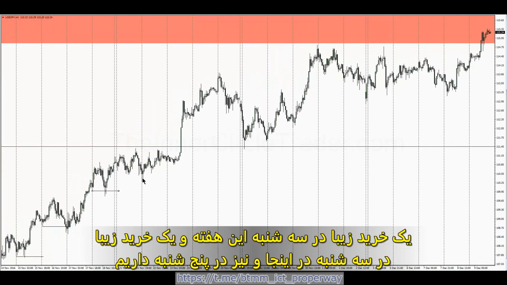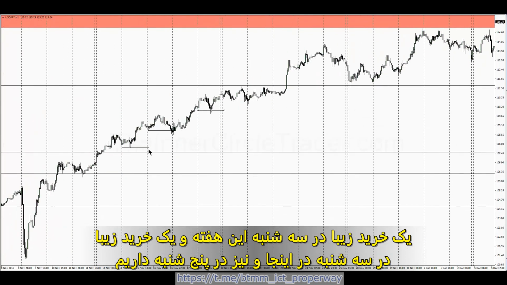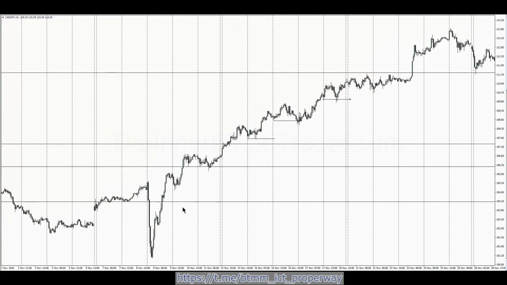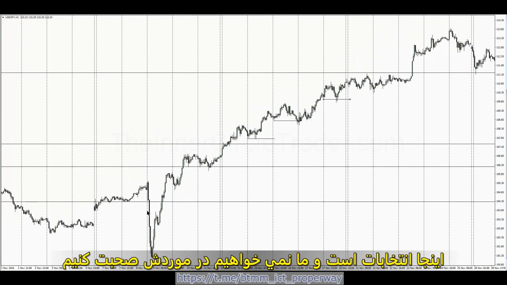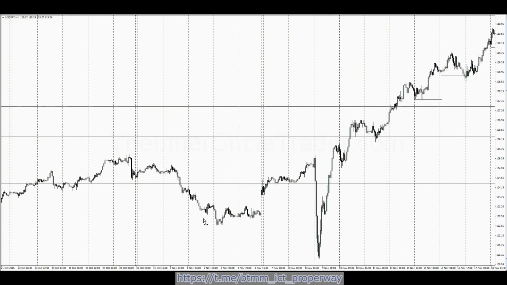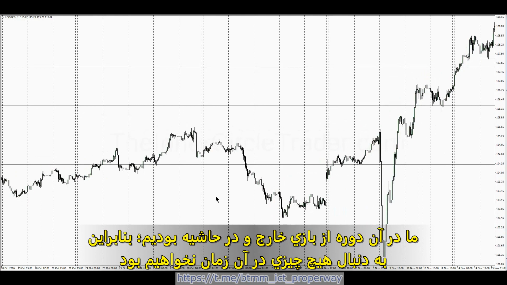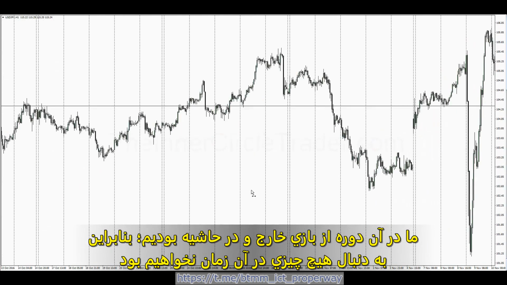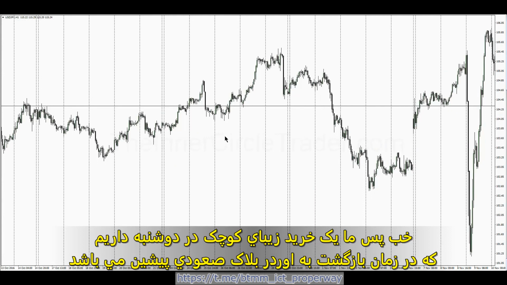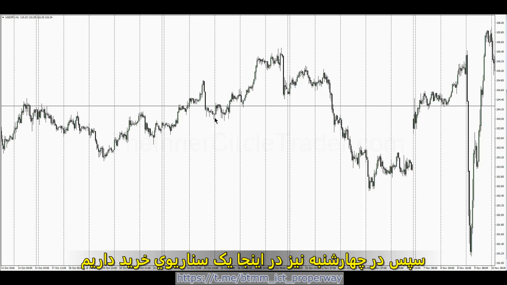Nice buy on Tuesday here on this week. Nice buy on Tuesday here and on Thursday. This is the election, so we're not going to talk about that one. We were on the sidelines for that period, so we would not have been looking for anything on that one. Okay, so we have a nice little buy on Monday, return back to the previous bullish order block.